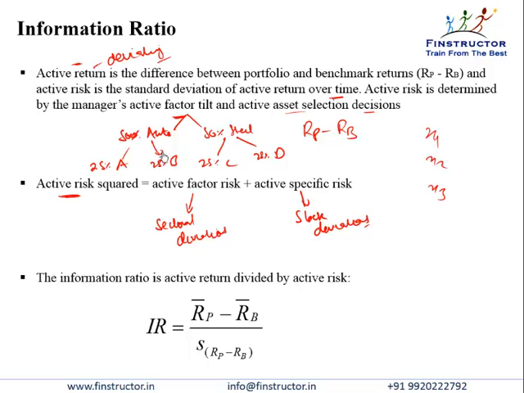Now I can deviate by either overweighting one sector and underweighting the other. So I put 70% in autos and 30% in steel. Within steel, I maintain the allocation. That is 15-15 I put in both, and here 35-35 I put in both. So there is no active specific risk, but what I've taken is an active factor risk because I have overweighted one sector and underweighted the other.